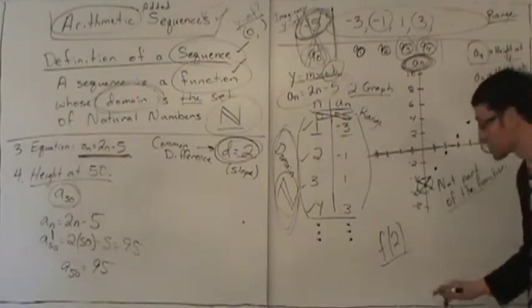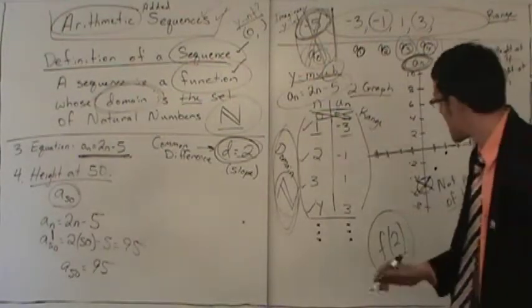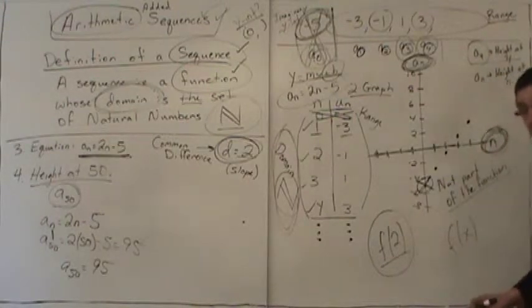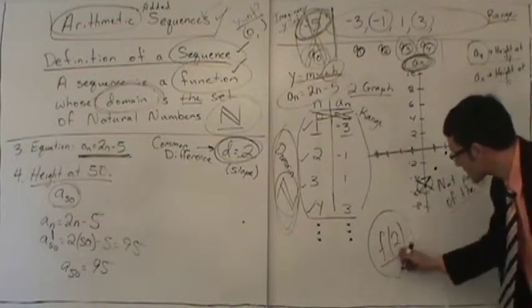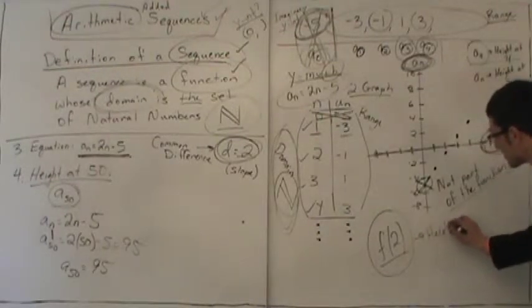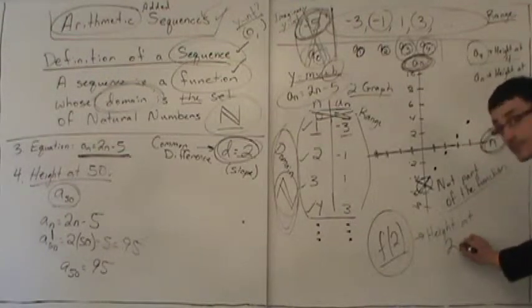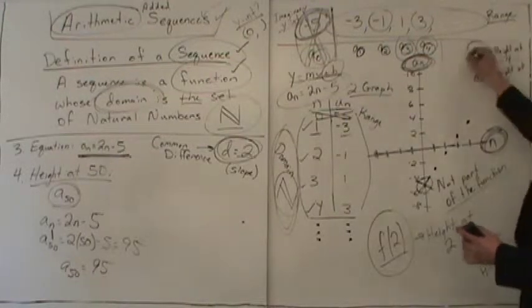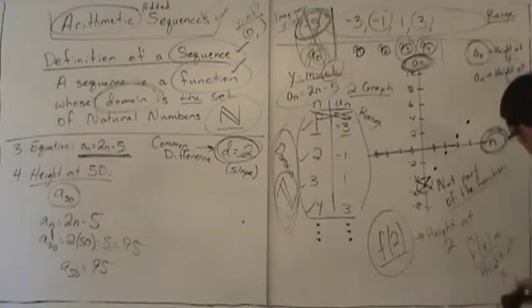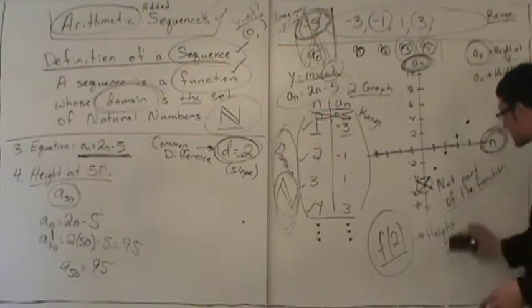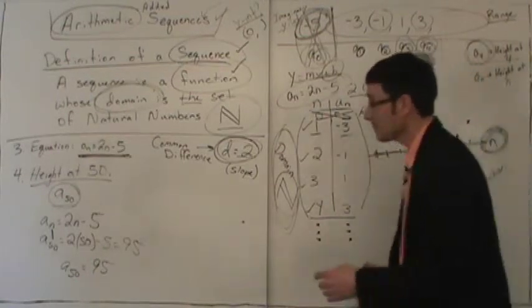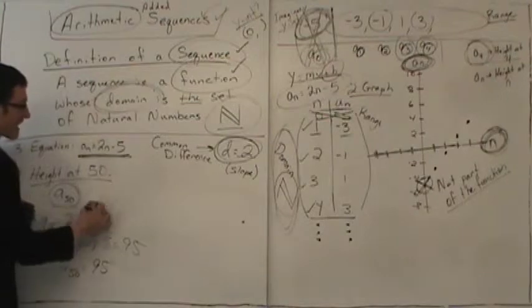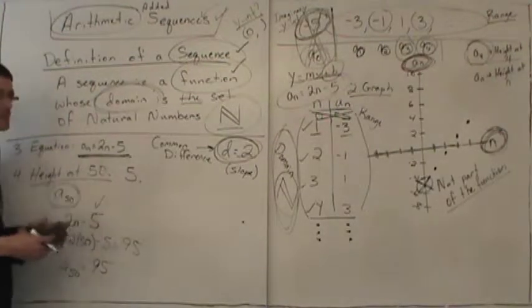Going back to function notation for a minute, you've seen this before. I told you to think of f of x as y dressed up in a suit. So what is f of 2? Well, f of 2 will mean height at 2. And f of x will mean height at x. So there's going to be similarity between sequence notation and functional notation f of x. That's coming. All right, so step 4 is height at 50, and then step 5 is to write the series.